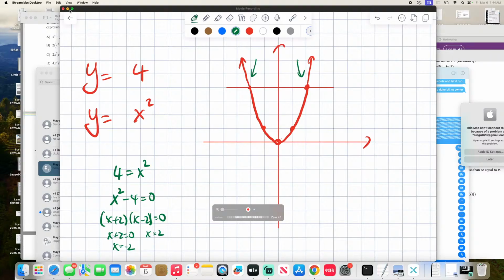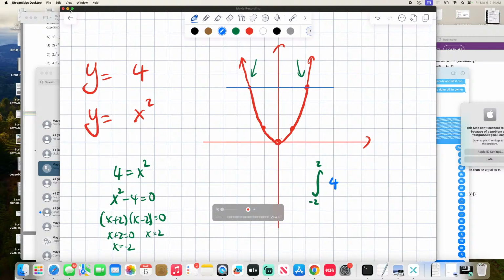So Alex says it must be an integration from negative 2 to 2. Okay, so we're gonna have this blue function. Why is it blue? Blue is the 4, right?